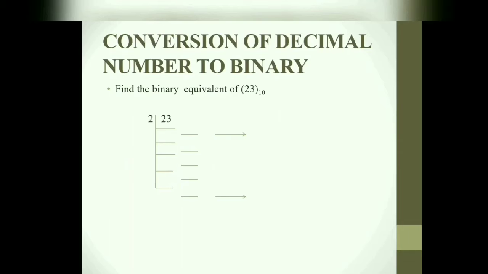Next, move on to the conversion method of decimal number to binary. Here given 23 is the decimal number. So, divide the decimal number 23 by 2. Then, record the remainder as LSB. Again, divide the quotient by 2 and record the remainder, repeating the steps until the quotient becomes 0, and the last remainder will be the MSB. And we got the binary equivalent of the decimal number 23 is 10111.